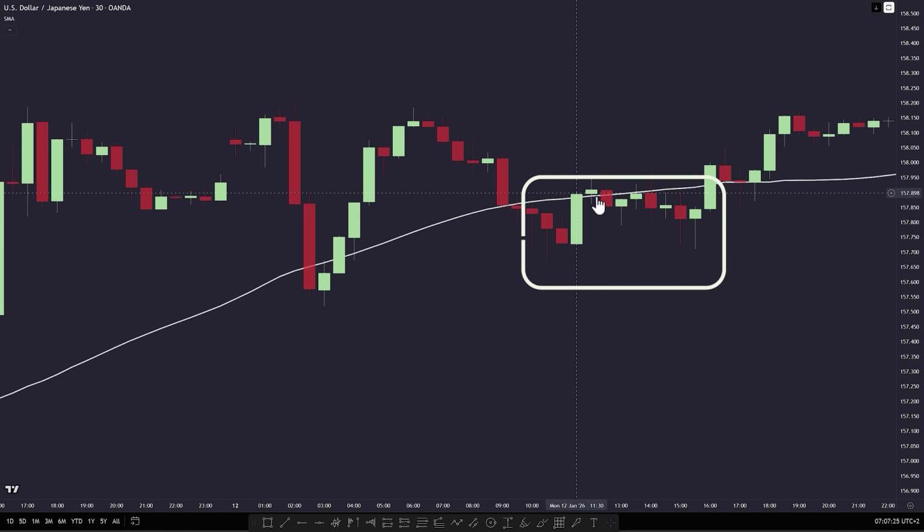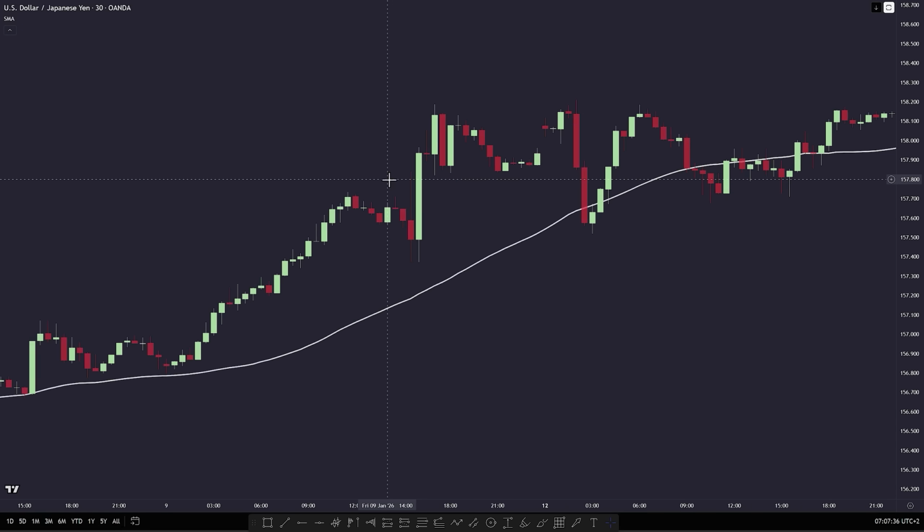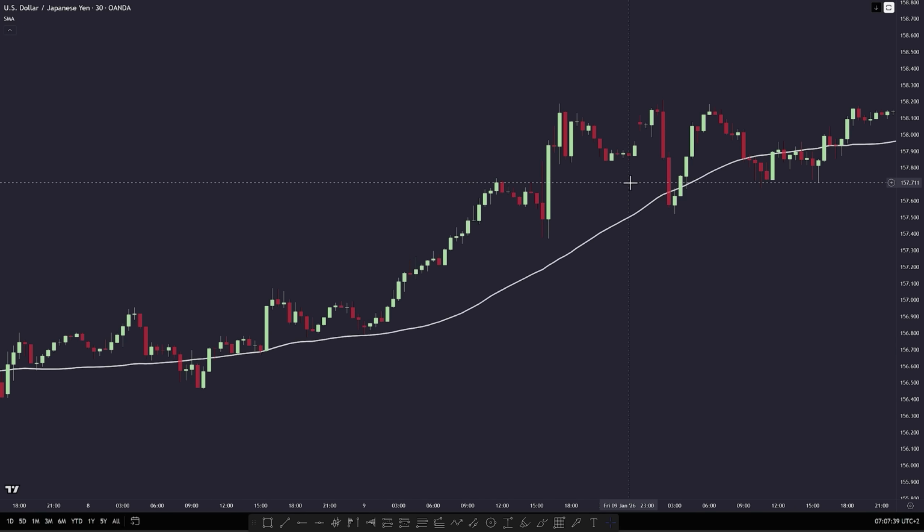If price breaks the MA and stays on the wrong side for more than 5 candles, that's not a false breakout. That might be a real trend change. I'm looking for the quick fakeouts that trap traders and reverse fast.